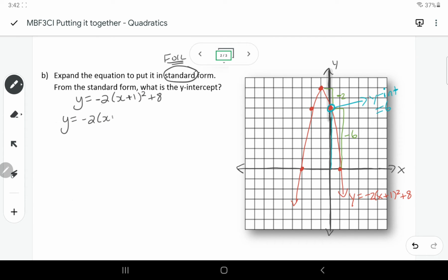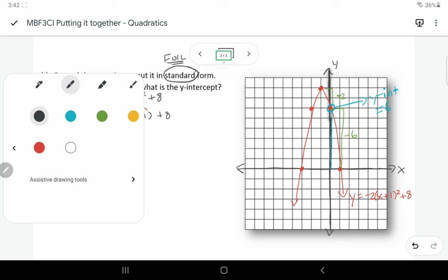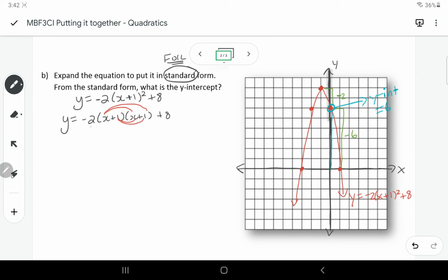So that's going to be x plus 1 times x plus 1 and then plus 8 still at the end. Now I'm going to take my other color and draw in my arrows to show how I'm foiling this out. Remember also that you're leaving that -2 out front to deal with later. So here we get x squared plus 1x plus 1x plus 1 and still a plus 8 at the end.